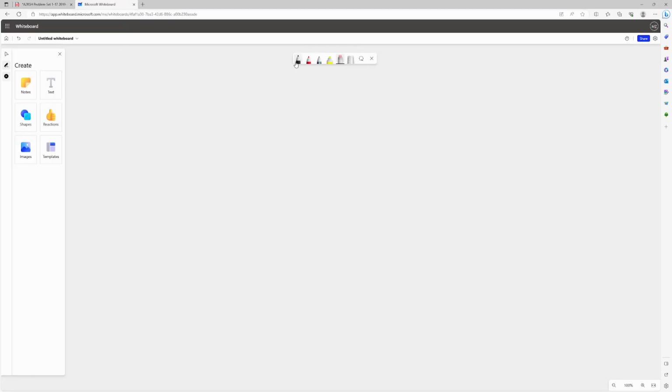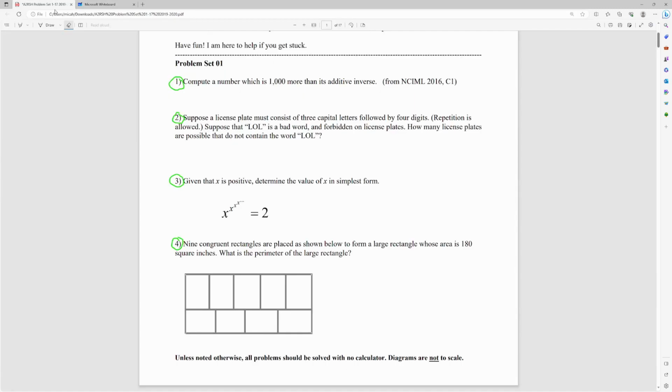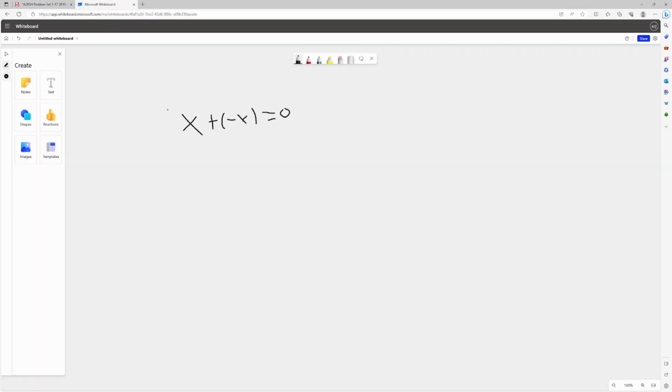So recall that for any number x, the additive inverse is the number negative x, such that x plus negative x equals 0. So we want to find a number which is 1,000 more than its additive inverse. Or in other words, x equals negative x plus 1,000. Now, we can add x to both sides, getting that 2x equals 1,000. Dividing by 2, we get x equals 500.